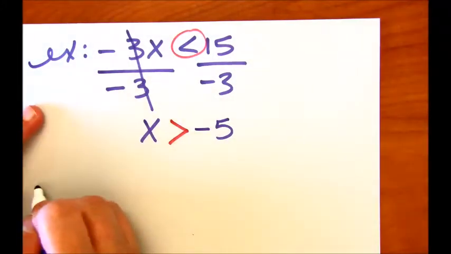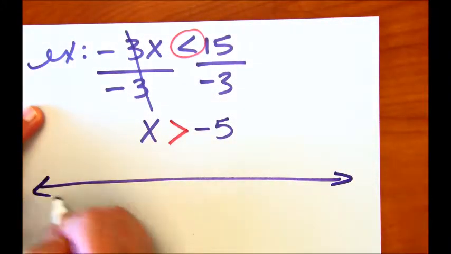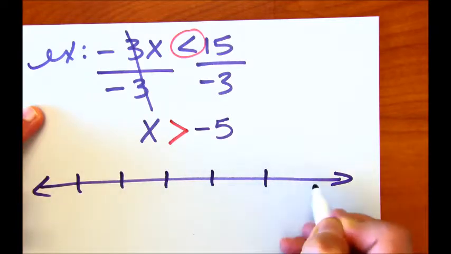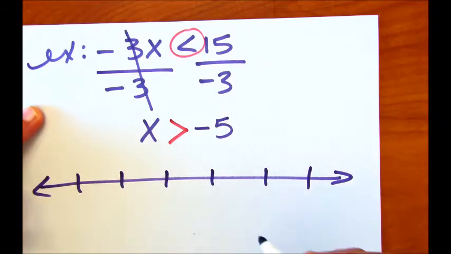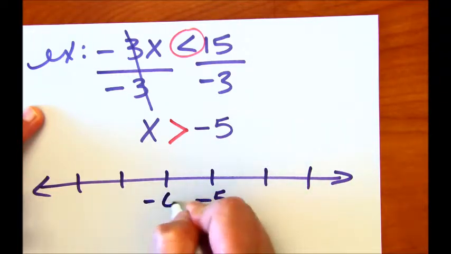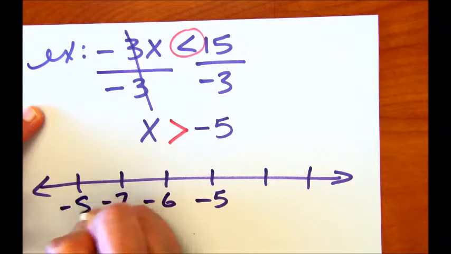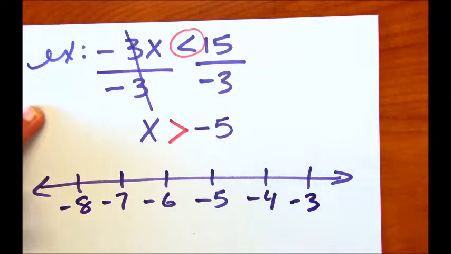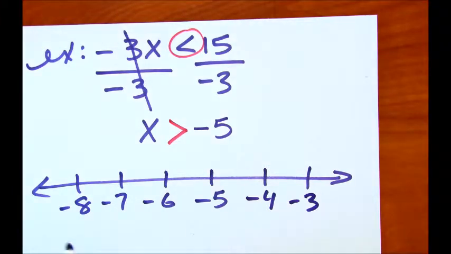So let me go ahead and graph that. Just draw a quick sketch here of a number line. And I'm going to say this is negative 5, negative 6, negative 7, negative 8, and then go in this direction, negative 4, negative 3. Okay, you don't necessarily need a 0, you just need a range of numbers based off of that number.